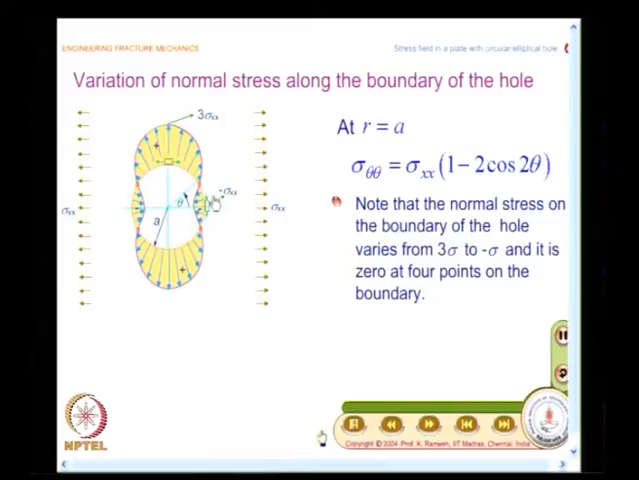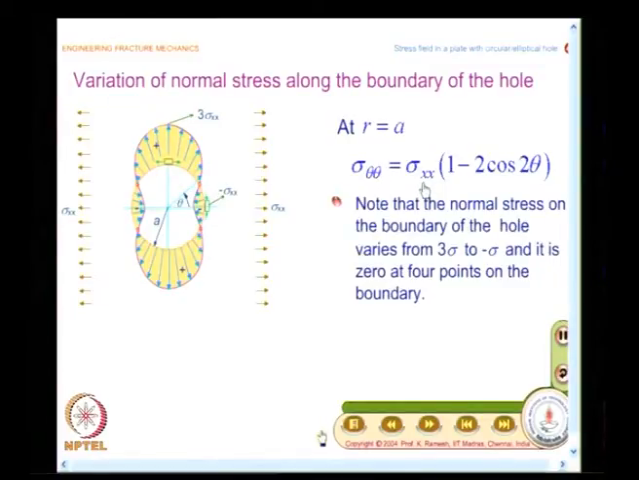What is the important result is, along the x axis at this place it reaches the value of minus of the far field stress. So, you have a compression here and you have a tension here, which is easily obtainable from your expression of sigma theta theta equal to sigma xx into 1 minus 2 cos 2 theta. So, if you put theta equal to 0, you get this sigma theta theta as compressive.